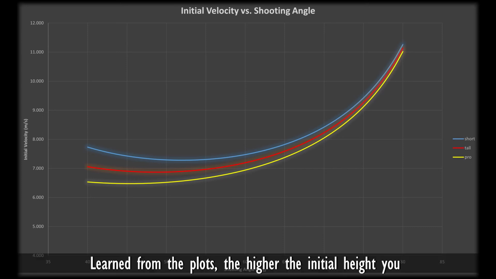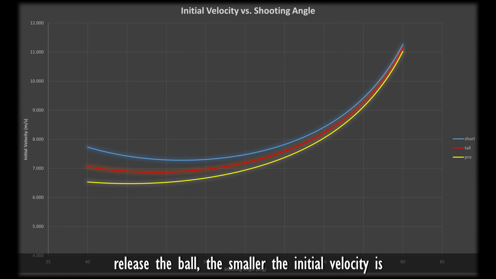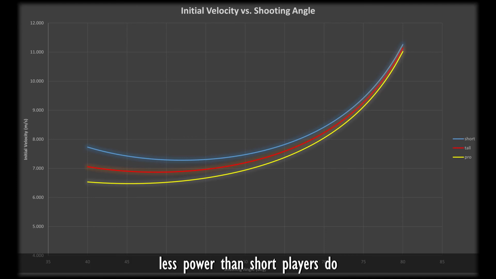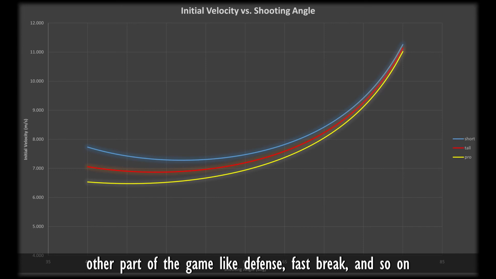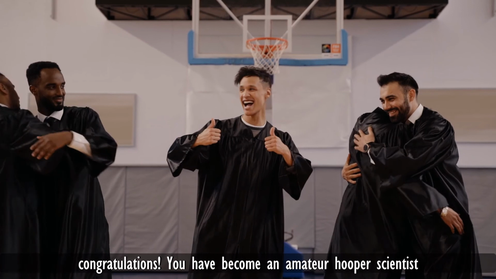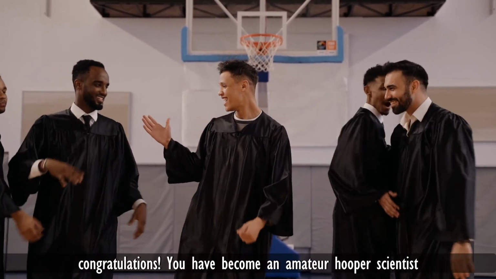Learning from the plots, the higher the initial height you release the ball, the smaller the initial velocity required to make the shots. That means taller players can shoot with less power than short players do. Don't underestimate that little power saving. The saved power from shooting can be used for other parts of the game like defense, fast break, and so on. Congratulations, you have become an amateur hooper scientist.